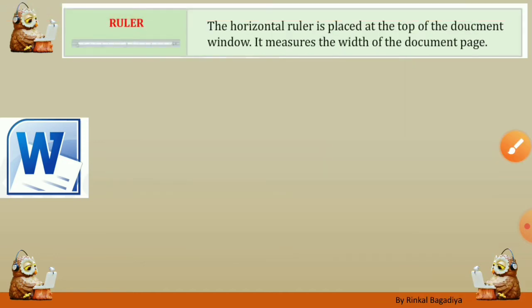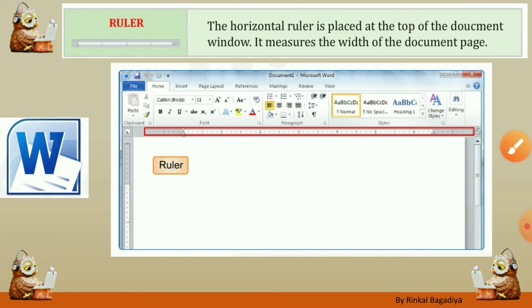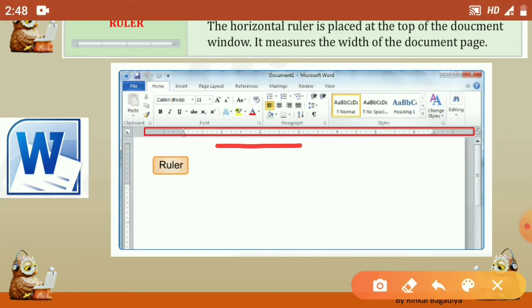Next is ruler. There are two rulers in the Word 2010 window: the horizontal ruler and the vertical ruler. The horizontal ruler is placed at the top of the document, and it measures the width of the document page. The numbers are also given on the ruler: 1, 2, 3, 4, etc.